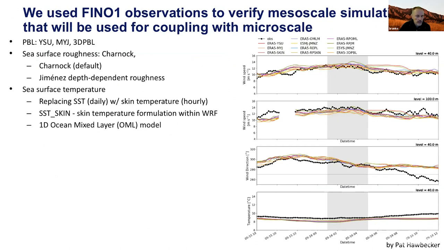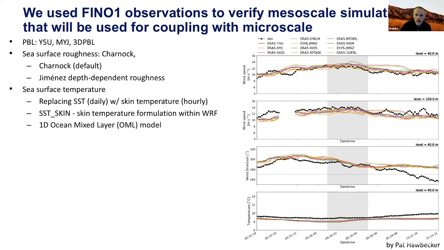In order to carry out meso-to-microscale coupling, since we don't have as many observations in the US, we initially focused on observations at Fino towers and carried out some mesoscale simulations that will be used to couple with microscale simulations. We focused on the Fino 1 tower in 2010, when we also know that the Alpha Ventus wind plant was deployed, and we can also use observations from Alpha Ventus for this purpose.